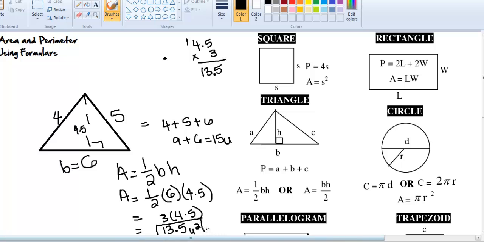Here is a question. Why is area units squared and perimeter units? Something to think about.